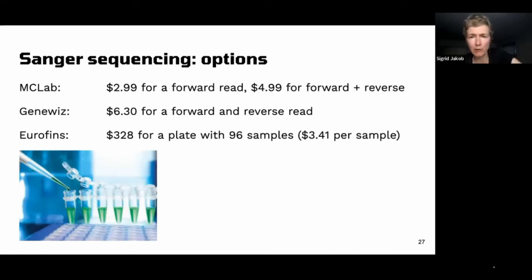GeneWiz only do forward and reverse. They charge $6.30 for that. They're also very popular. They have great customer service, and it's a little bit more of a full service experience. And then Eurofins really only becomes affordable when you buy a whole plate for 96 samples. So if you're sequencing for a foray, or if you're sequencing your herbarium, it might make sense, because that breaks down to about $3.41 per sample.